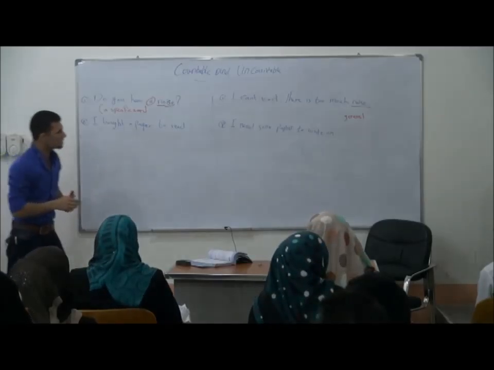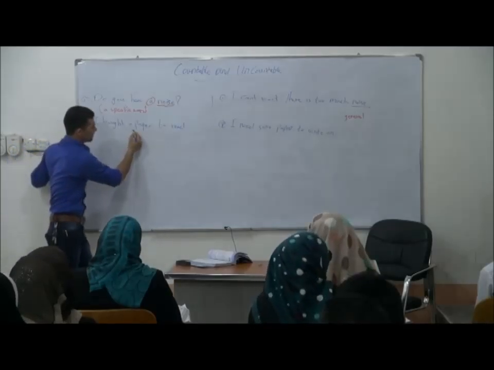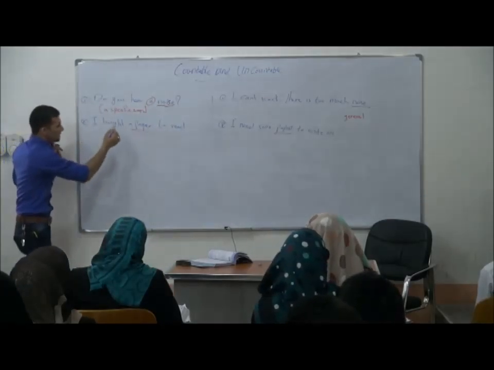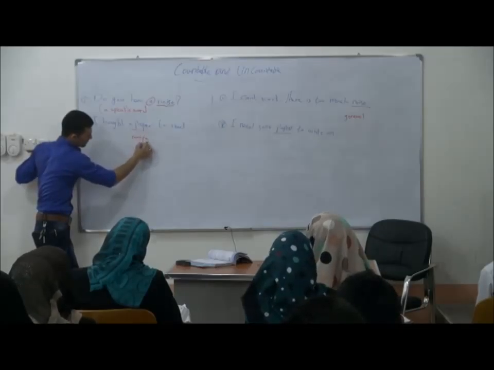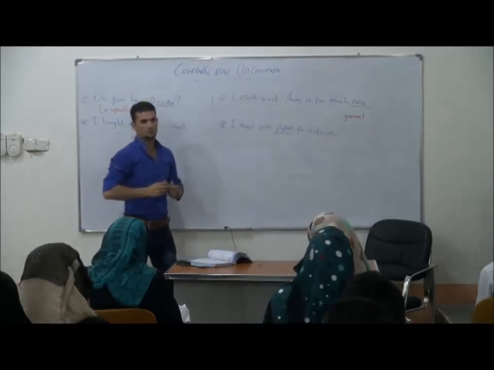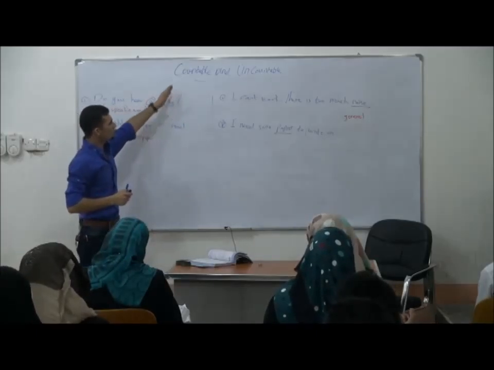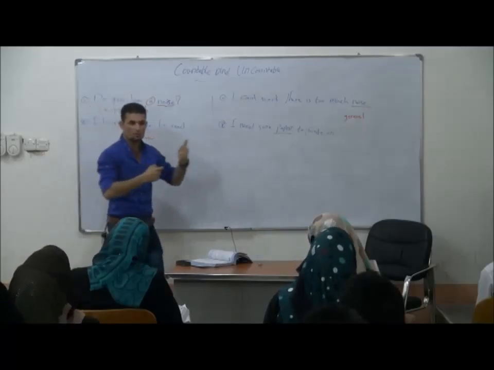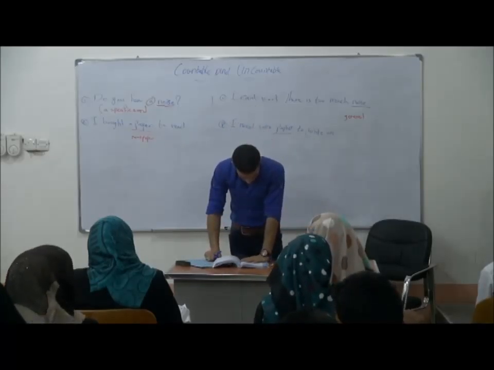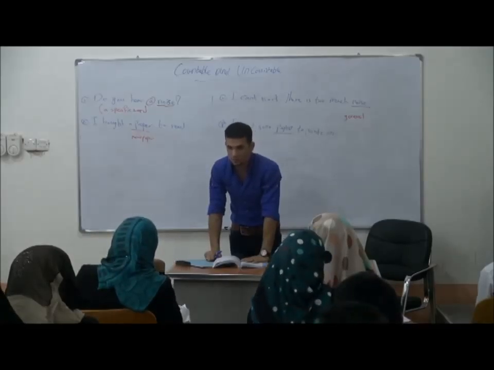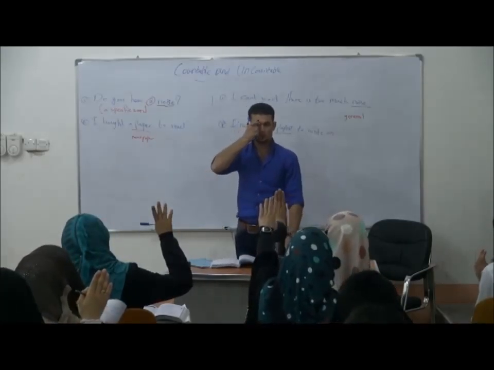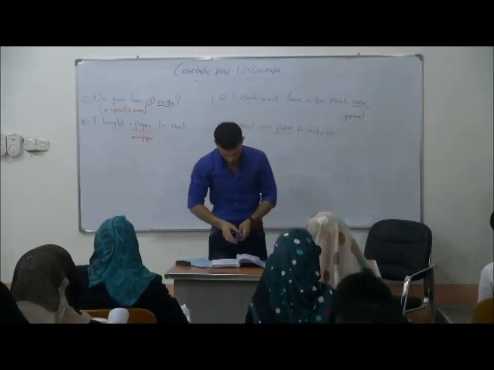So paper can be either countable or uncountable. When we say I bought a paper, it is countable and means a newspaper. Here paper is something to write on, like a sheet, for example. So these nouns are used as both countable and uncountable, but with a difference in meaning. Coffee, tea. Yes, Zainab.